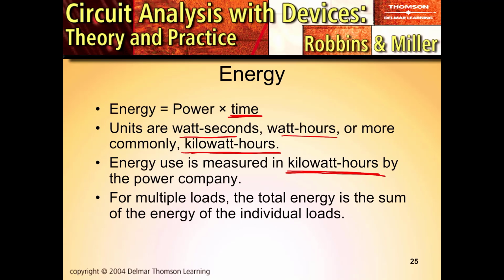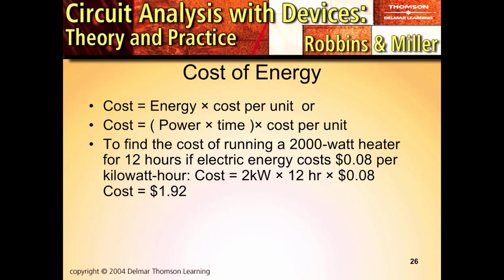So let's say we wanted to figure out the total power of loads, and you had a 1,000-watt heater plus a 100-watt lamp plus a 60-watt lamp. Your total power would be 1,160 watts, and then it would simply be how long were you operating those loads all at the same time to determine what your energy consumed is. So it's power times time.